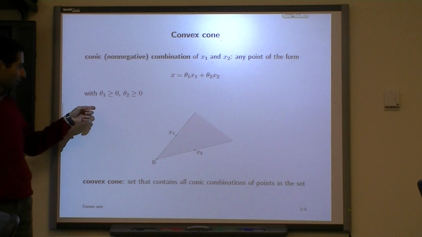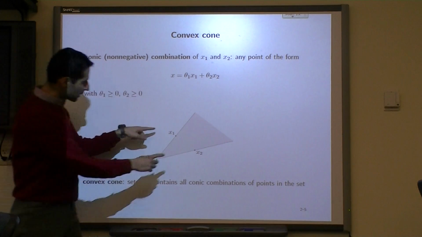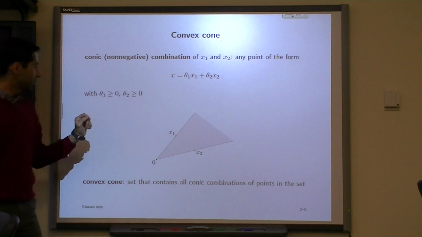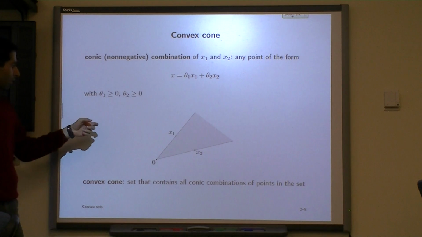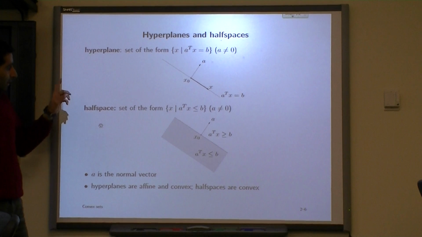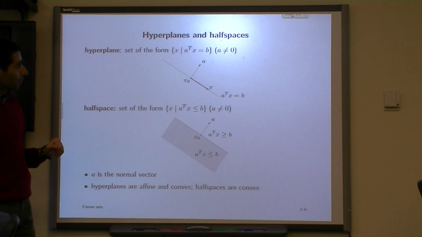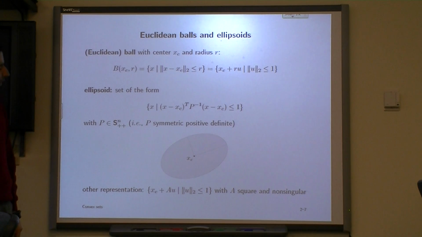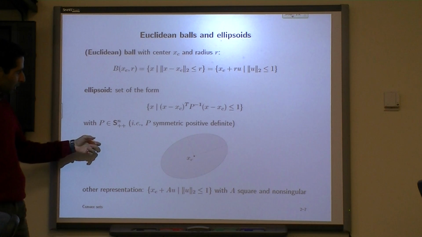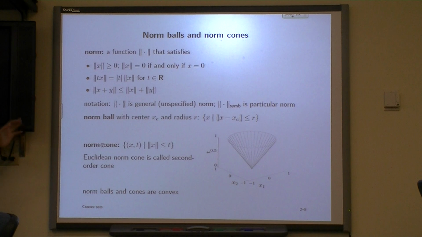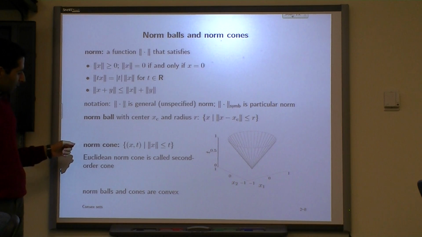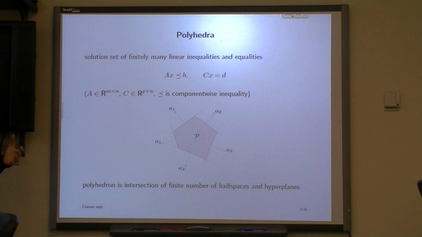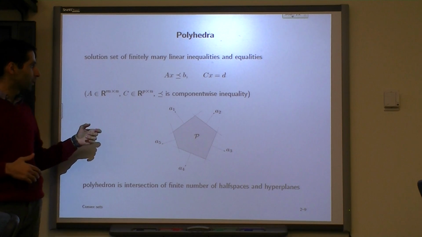And we define the convex cone as follows. If you have two points, the points that are between these two points, where theta 1 and theta 2 are bigger than 0, creates a convex cone. We talk about the half space and hyperplanes, and then go to the Euclidean balls and ellipsoids, and talk about their properties. We talk a little about the norm ball and norm cone, and polyhedra, which is the area that can be defined by some equalities and inequalities.